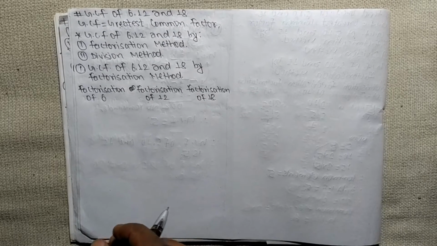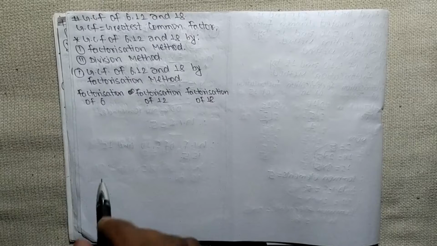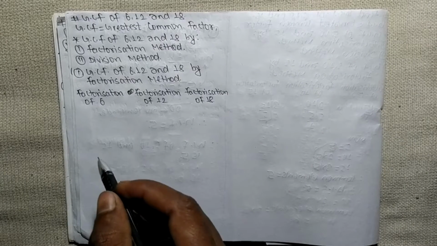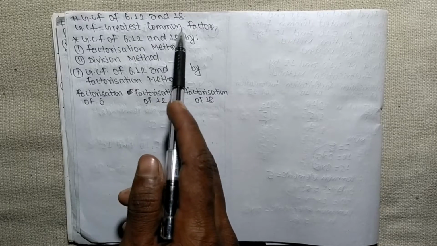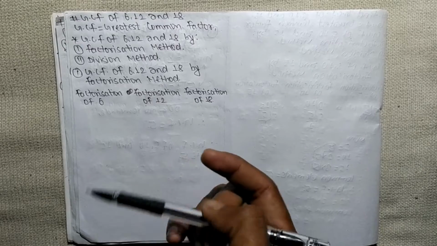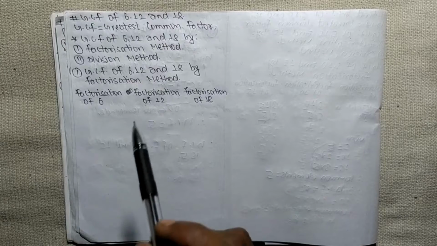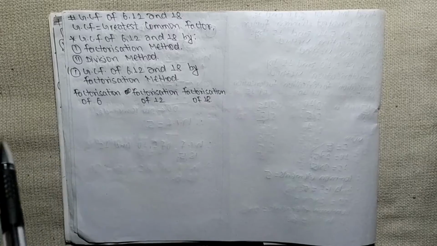So today in this video we shall learn how to find the GCF of 6, 12 and 18. First of all we should know what the GCF stands for. GCF stands for greatest common factor. And today we shall learn to find the GCF of 6, 12 and 18 by two methods: first one by factorization method and second one by division method.